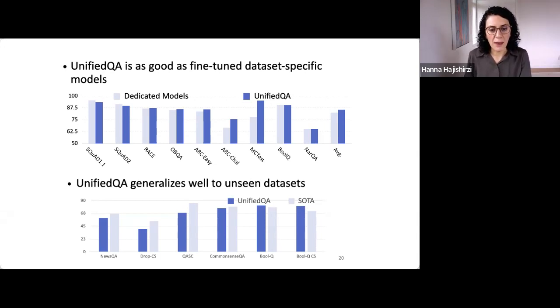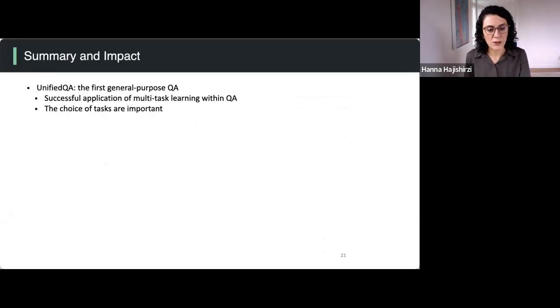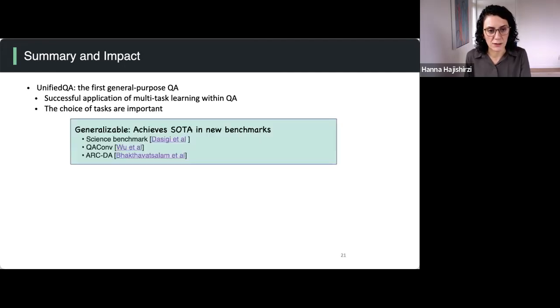Here, we compare our UnifiedQA result with previous best models when the data set is completely unseen for UnifiedQA. Okay, in summary, we introduced UnifiedQA, which opened up several directions for future progress. Particularly, it is generalizable and achieves state-of-the-art results in new benchmarks.